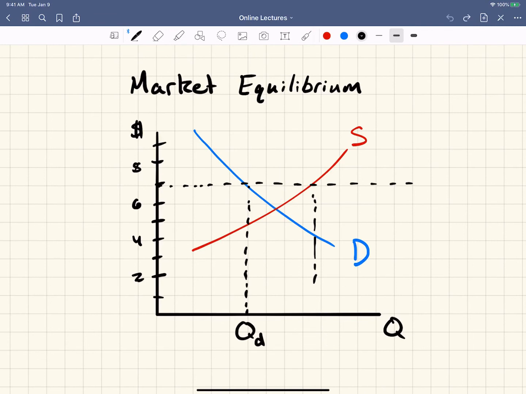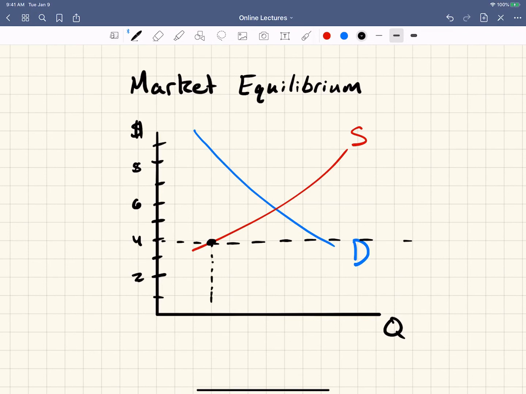Conversely, what will happen if suppliers set the price below market equilibrium? What happens if, say, suppliers set the price at $4? Well, will anybody be willing to sell this product at $4? Sure, this many people will. So we'll call that Q sub S, because that's the quantity willing to supply.